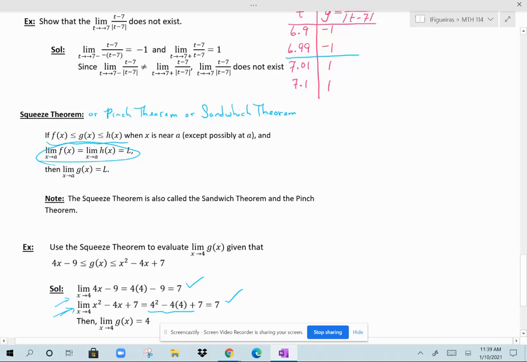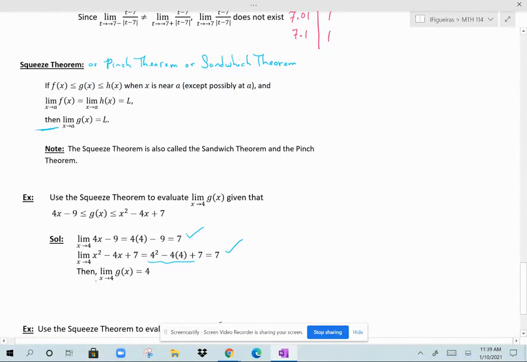So the limit of the function below g of x and the limit of the function that's above g of x are equal, which is exactly what this is asking you to show. Then, this is the then part, we can conclude that the one in the middle has, and this is a typo, the one in the middle has the same limit. So it's also equal to 7.